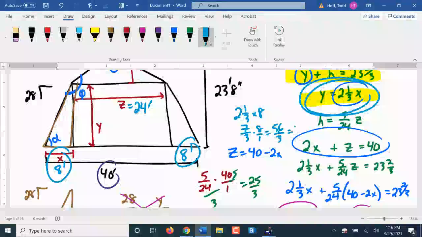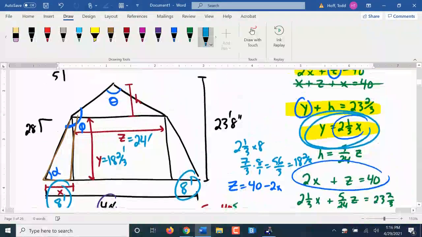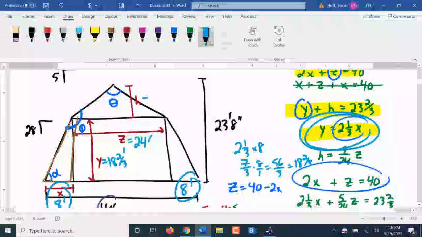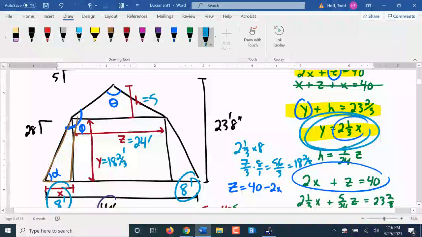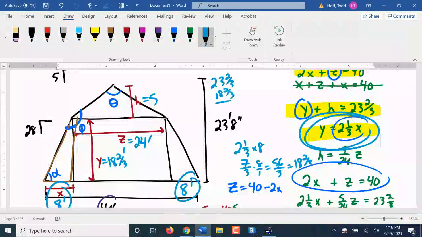Is that really that tall? I guess it is. 56 over 3 is what? 54 would be 18, so 18 2/3 feet. So Y is 18 2/3 feet. That means H is exactly 5 feet. 23 2/3 feet minus 18 2/3 feet. H is 5 feet, which makes sense.